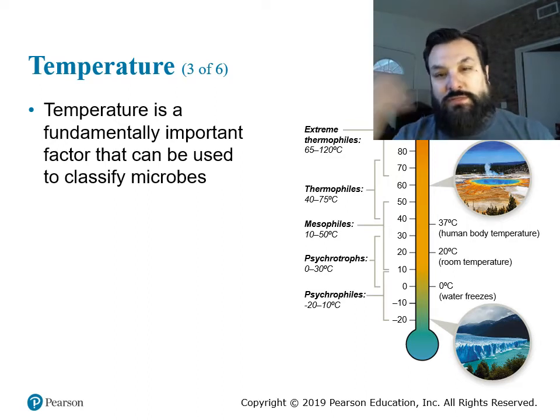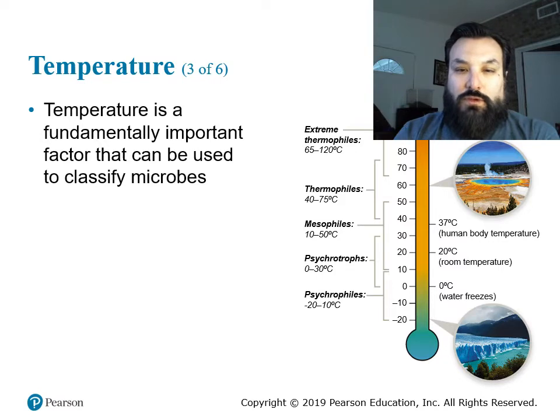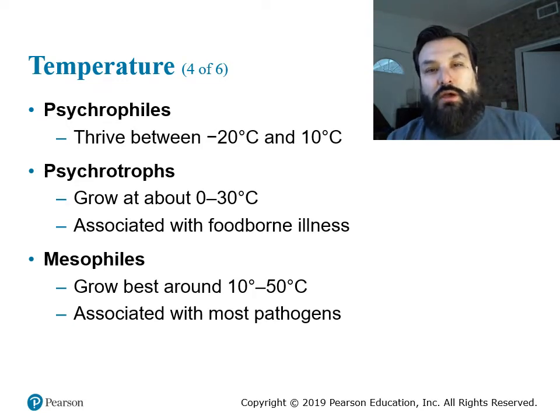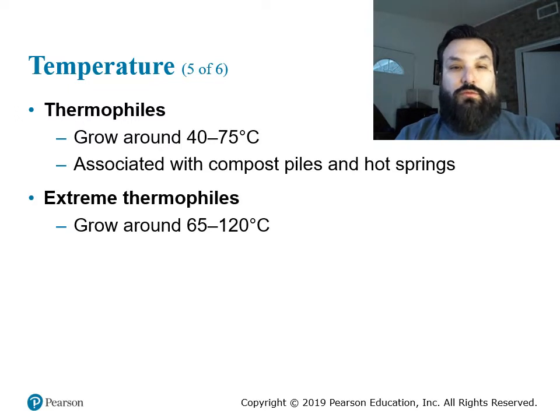So we have organisms that are extreme thermophiles, thermophiles, mesophiles, psychrotrophs, and psychrophiles. And so here are the temperature ranges. Make sure you know the temperature ranges and what classifies as a psychrophile, psychrotroph, mesophile, thermophile, and extreme thermophile. So they're very interesting to note there.